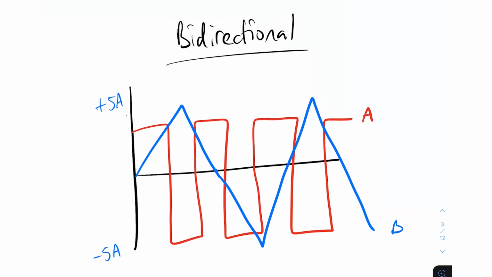So as you can see, here is the zero axis. In this instance, we've got current. We've got 5 amps and minus 5 amps. So as you can see here with the red waveform, it's at about, let's say, 3.5 amps here.